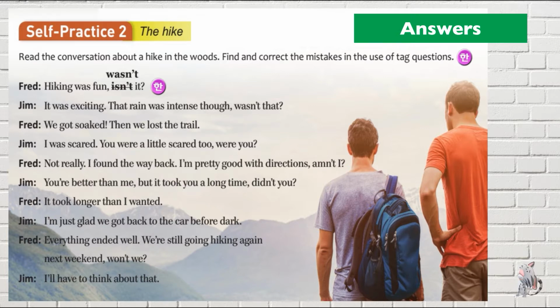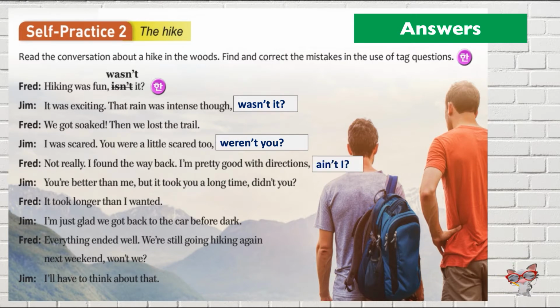Hiking was fun, wasn't it? It was exciting. That rain was intense though. Wasn't it? We got soaked, then we lost the trail. I was scared. You were a little scared too, weren't you? Not really. I found the way back. I'm pretty good with directions. Aren't I? Oh, ain't I? Sorry. You're better than me, but it took you a long time, didn't it?